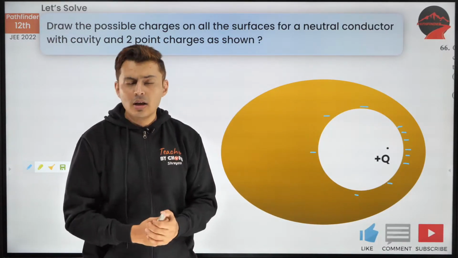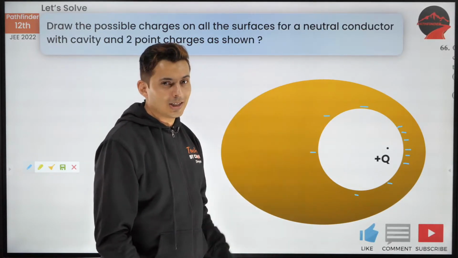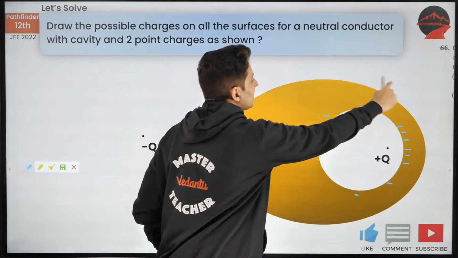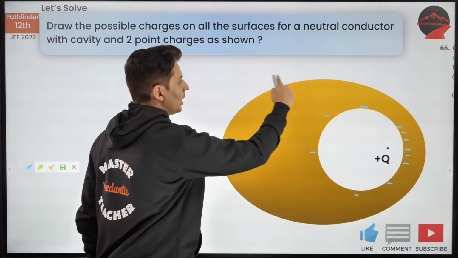Now where will the negative charges come from? They would have ditched the positive charges. So obviously you will have positive on the outer periphery.